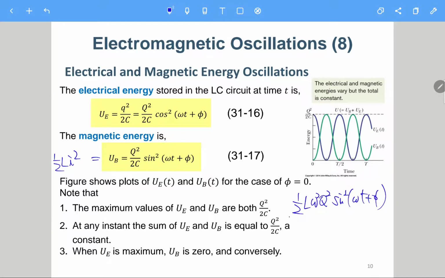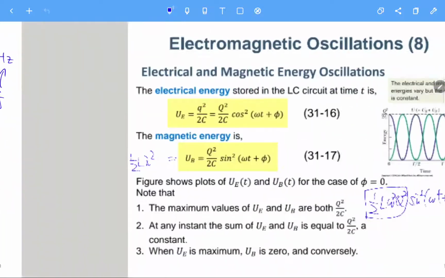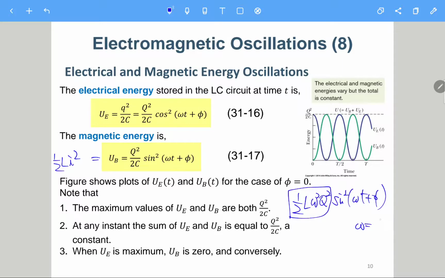Actually, we should know that this one should be the same as this one. Which means that omega square, because we know that omega is 1 over square root of LC, so omega square is 1 over LC. So this term should be 1/2 L times 1 over LC times Q squared. So L and L cancel. So we have Q squared over 2C, which is actually this one.